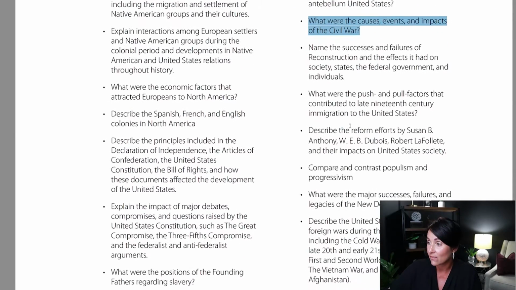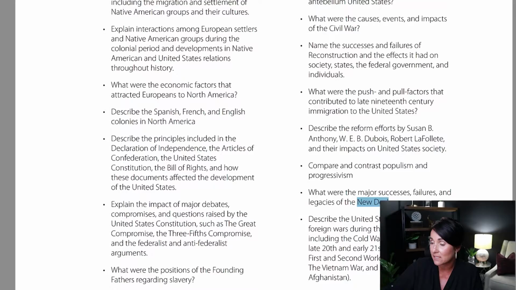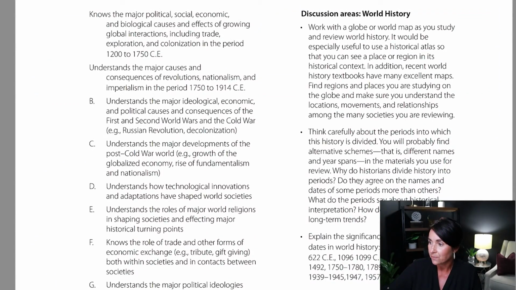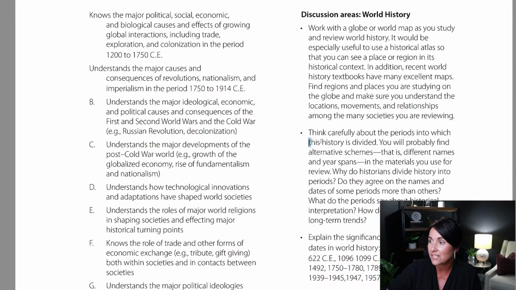And they've got the New Deal here. What are the legacies? This is all U.S. history. Then we get into world history, and you can think carefully about the periods in which the history is divided. And then they have other questions here. This is all really important, really good stuff. And it's made by the test maker. So this information is definitely on your test, and you're always looking for things you're going to see on the exam. This blueprint is number one. So make sure you take a look at that.